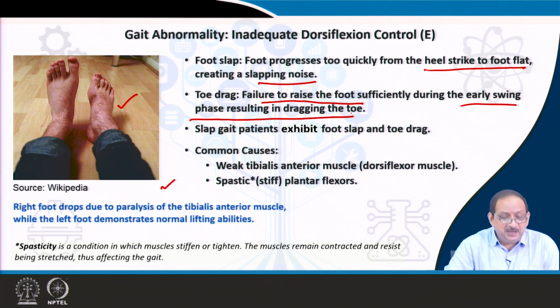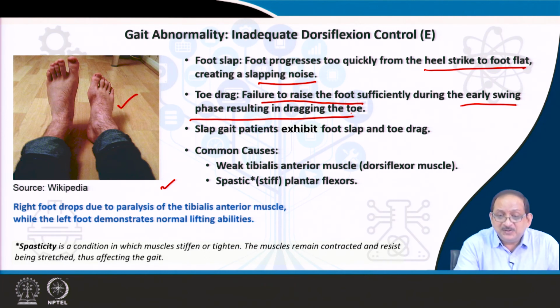Now, in a normal walking gait, the heel strikes the ground first, followed by a controlled relaxation of the foot and ankle dorsiflexors in order to allow the forefoot to come in contact with the ground. Now, in case of slap gait, it occurs due to weakness of the foot and ankle dorsiflexors, which causes the foot to slap down on the floor with each step.